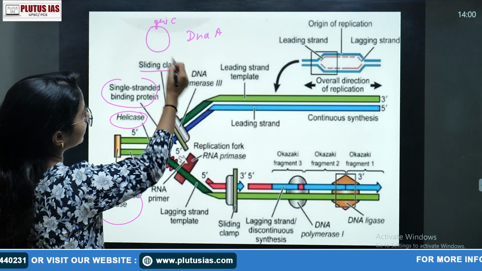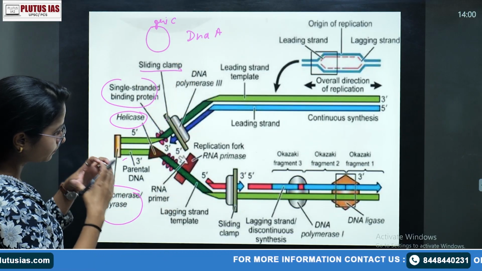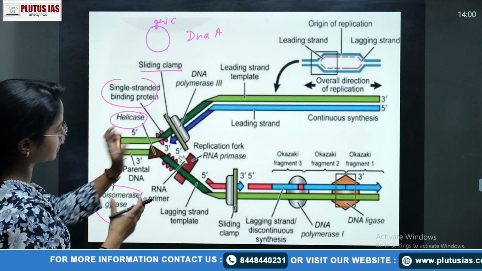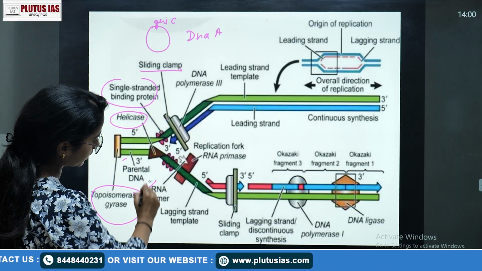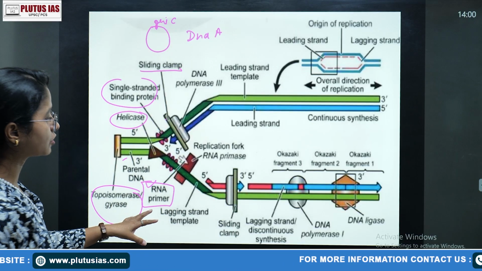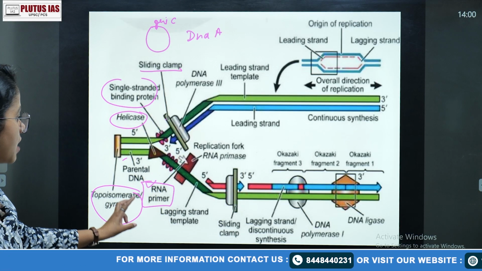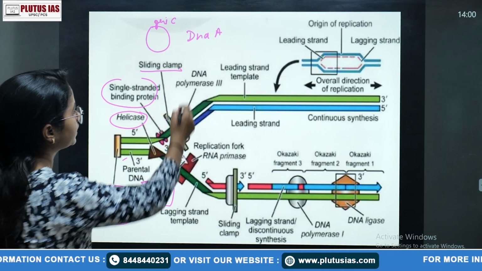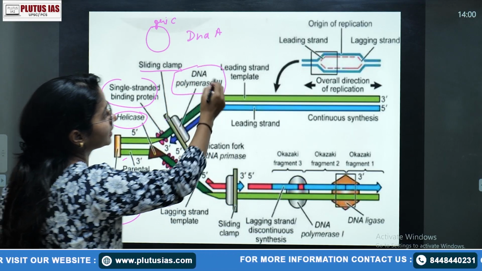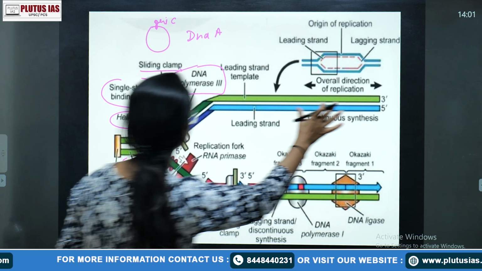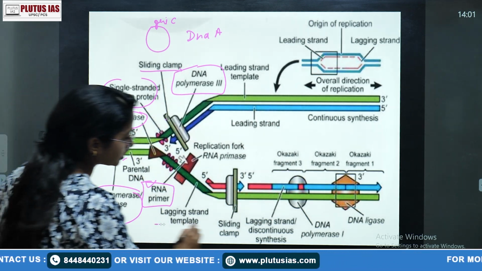Then this is the sliding clamp, which comes with the helicase activity. Then the RNA primers come, that is your DNA G. DNA G comes as your RNA primer. Then your DNA polymerase forms the leading strand. Look, this is the leading strand, which is forming continuously, and that is the lagging strand.